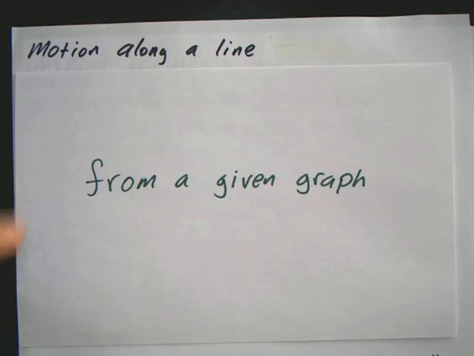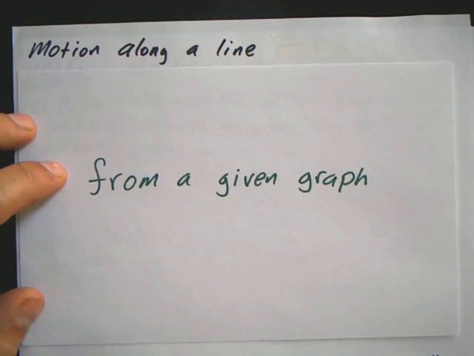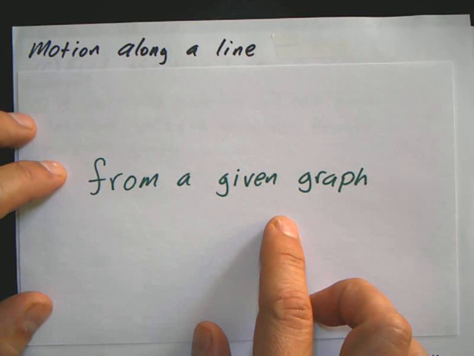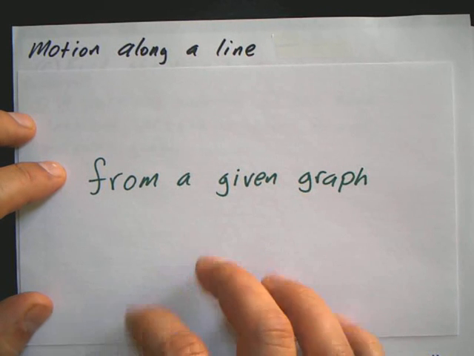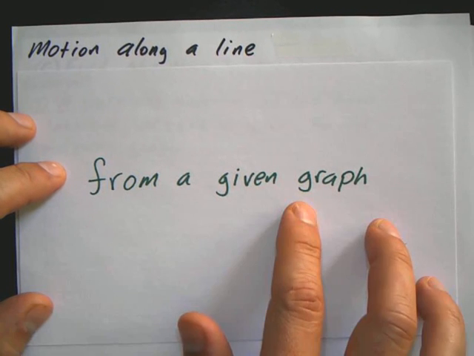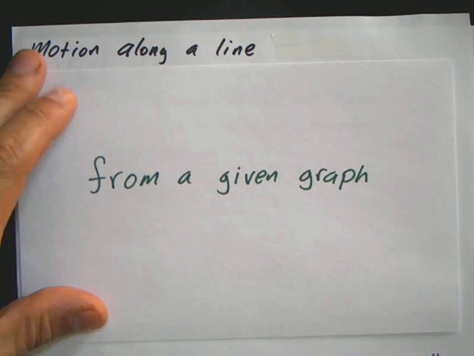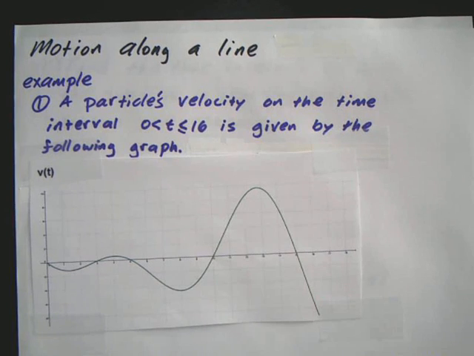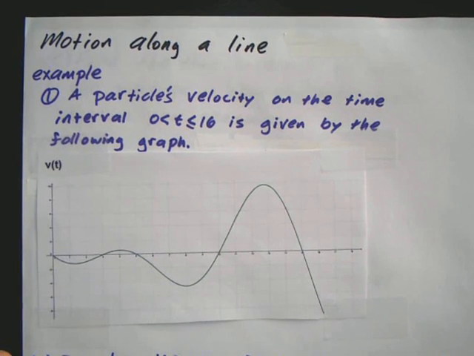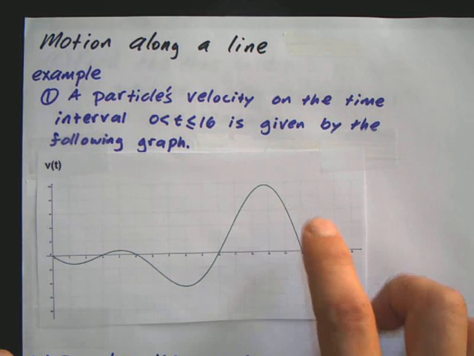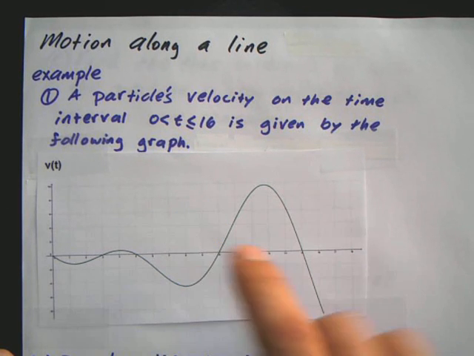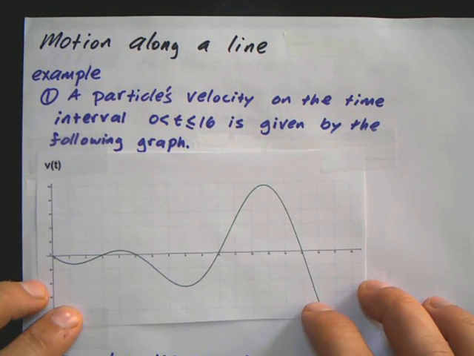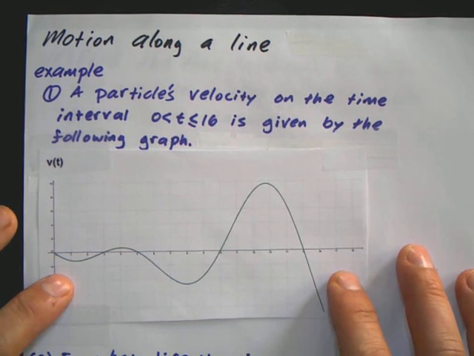This is continuing on motion along the line, but this time we'll be discussing what happens when you have a given graph instead of just given a function. Sometimes you could be working with just a graph of velocity. So your setup should look something like this, where you have the particle's velocities given on the time interval from 0 to 16. You should tape or maybe use a glue stick to put these in your notes.